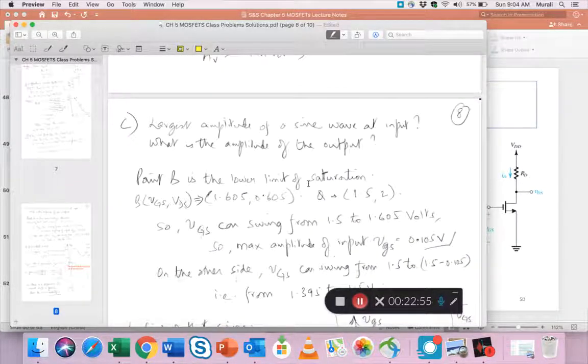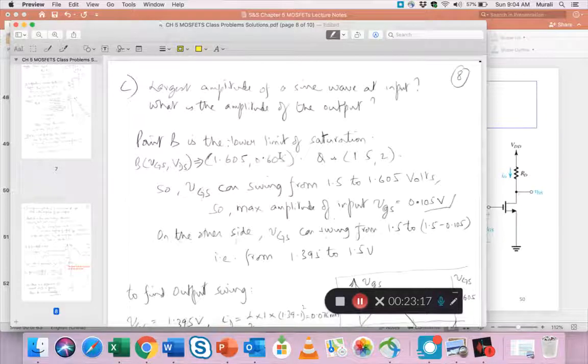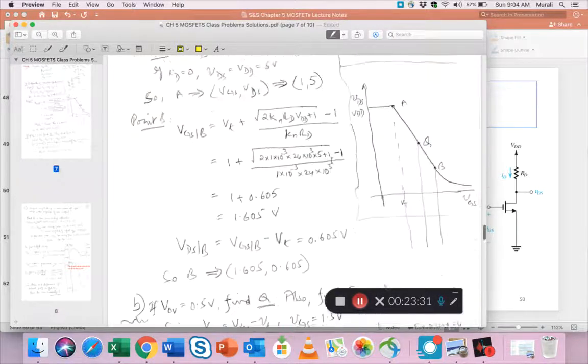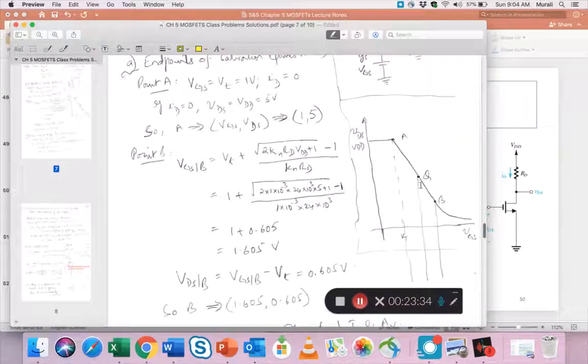Part C is where we need to find the amplitude of the sine wave on the input side, and correspondingly what happens on the output side. And we obviously want to stay in the linear region. That means we want to be in saturation for an NMOS transistor. So how do we do this? We know we can swing from Q to B, and we luckily have both these coordinates already calculated. For Q it's 1.5, for B it's this, right? So we can swing between these two.